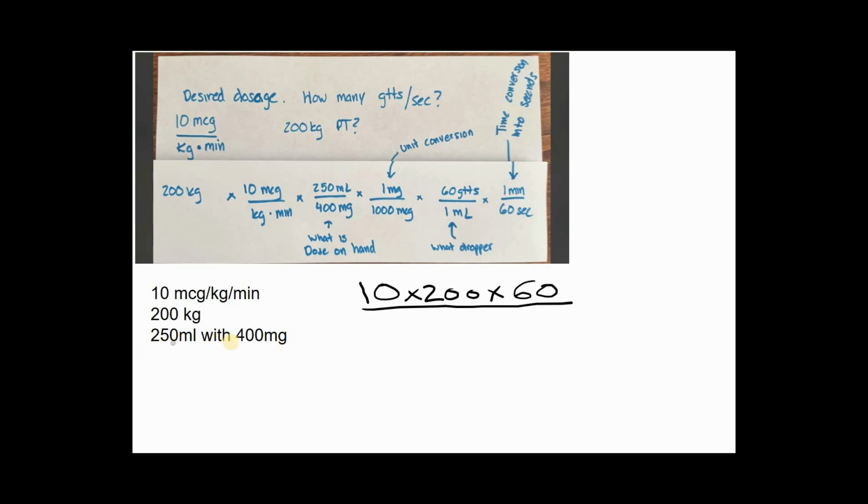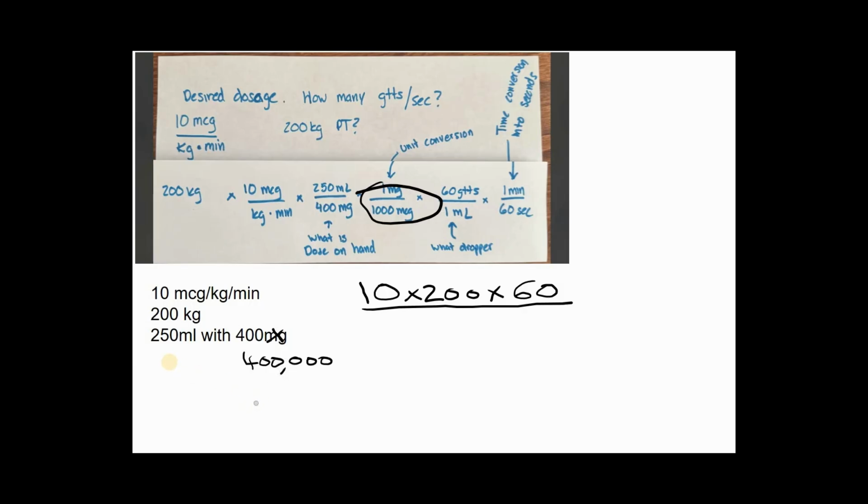The concentration is 250 milliliters with 400 milligrams, but the dosing is micrograms. So we have to get rid of the milligrams and turn it into micrograms. We know that 1 milligram equals 1,000 micrograms, and you can see that right here. They had that up here too. So 400 milligrams is the same as 400,000 micrograms. Okay, so 250 milliliters with 400,000 micrograms in it.